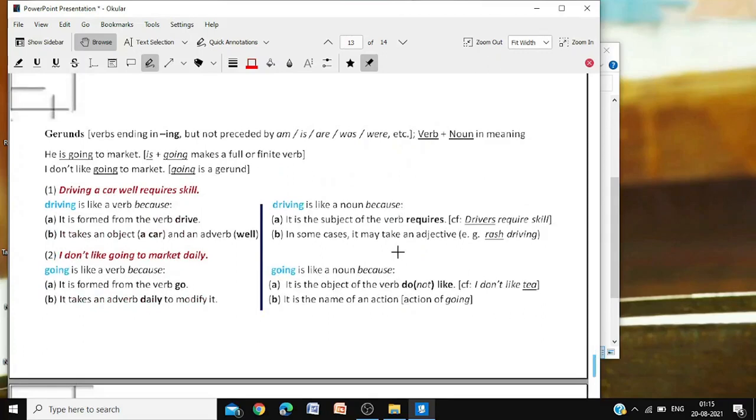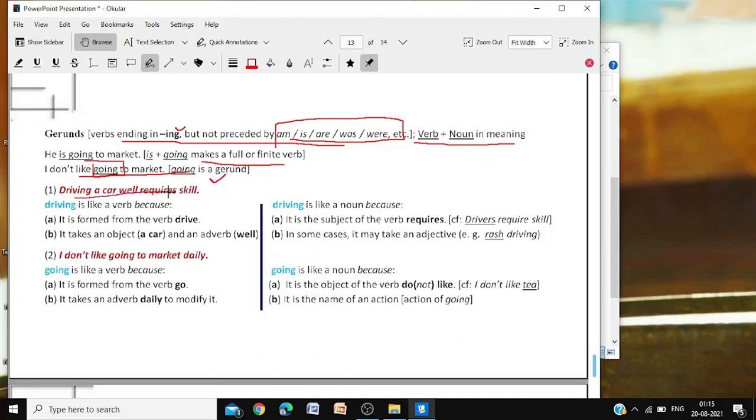Gerunds are verbs ending in -ing but not preceded by the auxiliary be verb. They are ending in -ing and they are verb and noun in meaning, partly a verb and partly a noun. He is going to market. Is going. Now this is a full or finite verb. I don't like going to market. We have the -ing verb without a be verb. This is a gerund. Let us see.